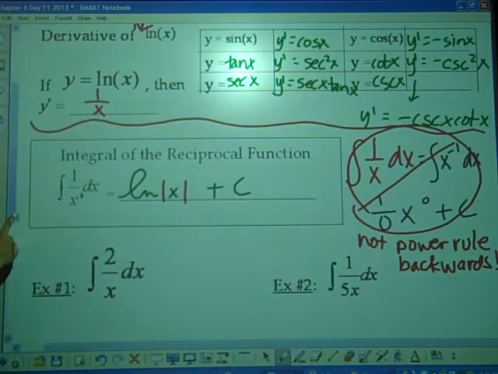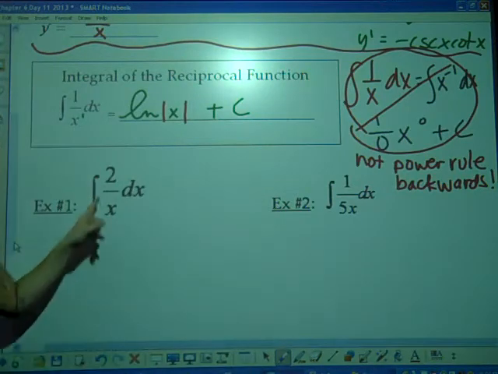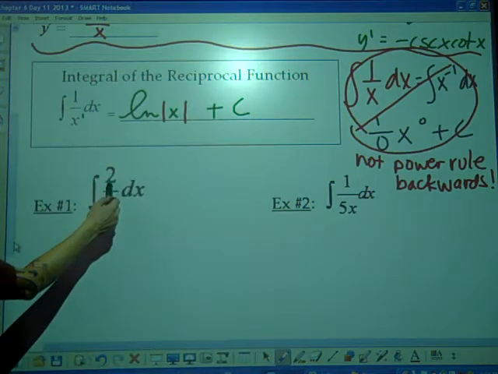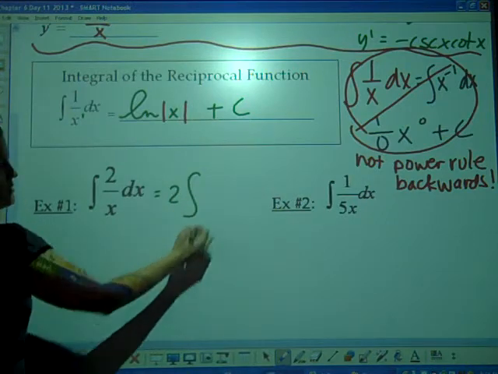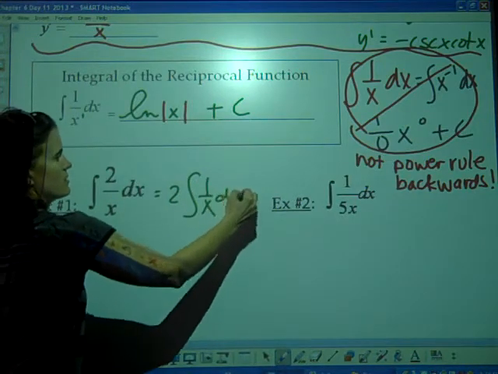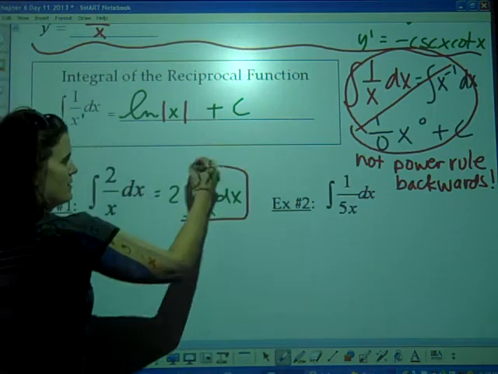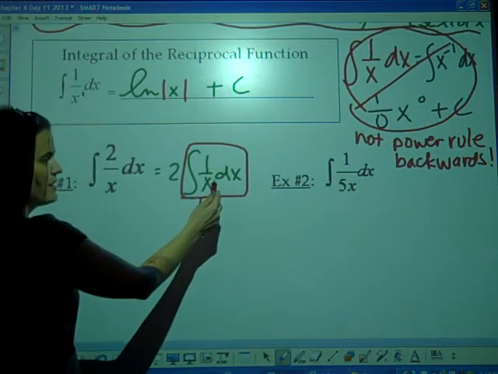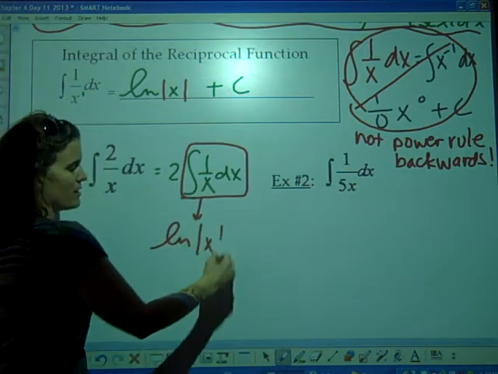So that is the rule, and we're applying that rule to these problems here. If I have the integral of 2 over x dx, all of our other rules still apply. I have a coefficient up top, so I can pull that out in front. So this is just 2 times the integral of 1 over x dx. And the integral of 1 over x dx, that is what we're practicing today. You need to recognize that it's x to the first power downstairs, so you're saying, oh, 1 over x, that will be the natural log of the absolute value of x.